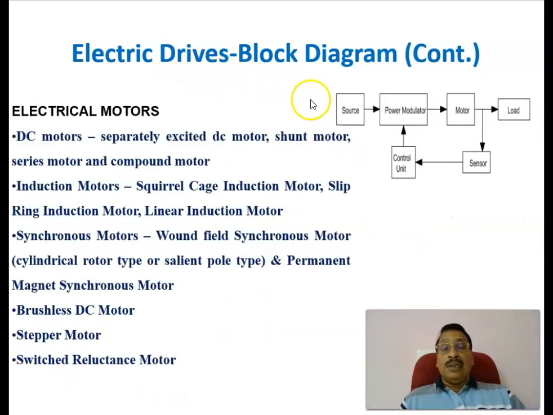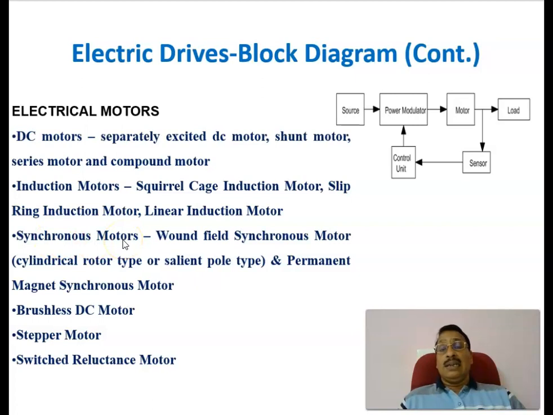Continuing the block diagram of the electric drive system, I told you the electrical motor is one part of it. Now electrical motors can be DC motors, which themselves can be separately excited DC motors, shunt motors, series motors, or compound motors. There are different types of motors that can be had. Then AC motors: the induction motor can be either a squirrel cage induction motor, a slip ring induction motor, or a linear induction motor. There are different types of induction motor.